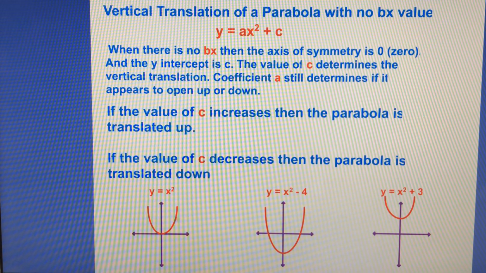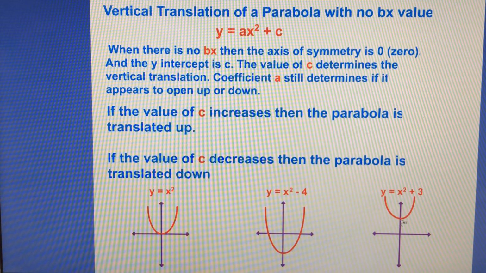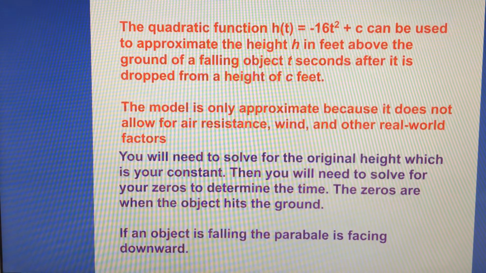So here's my basic parabola right here where I'm crossing at the origin. Because I have no constant, it's +0, so I'm at 0, 0. All of a sudden, I change my constant to a -4. Well, -4 is less than 0, so my parabola went down, and my vertex is at -4. x squared plus 3, my vertex is now at +3. My parabola moved up. Very exciting, right?